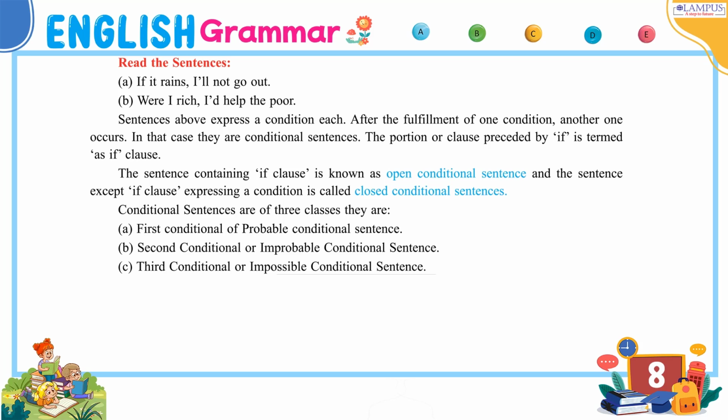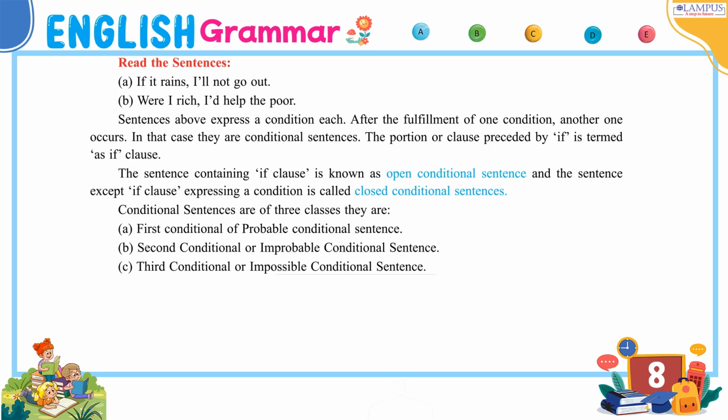Sentences above express a condition each. After the fulfillment of one condition, another one occurs. In that case they are conditional sentences. The portion or clause preceded by if is termed the if clause. The sentence containing the if clause is known as an open conditional sentence, and the sentence except the if clause expressing a condition is called a closed conditional sentence.